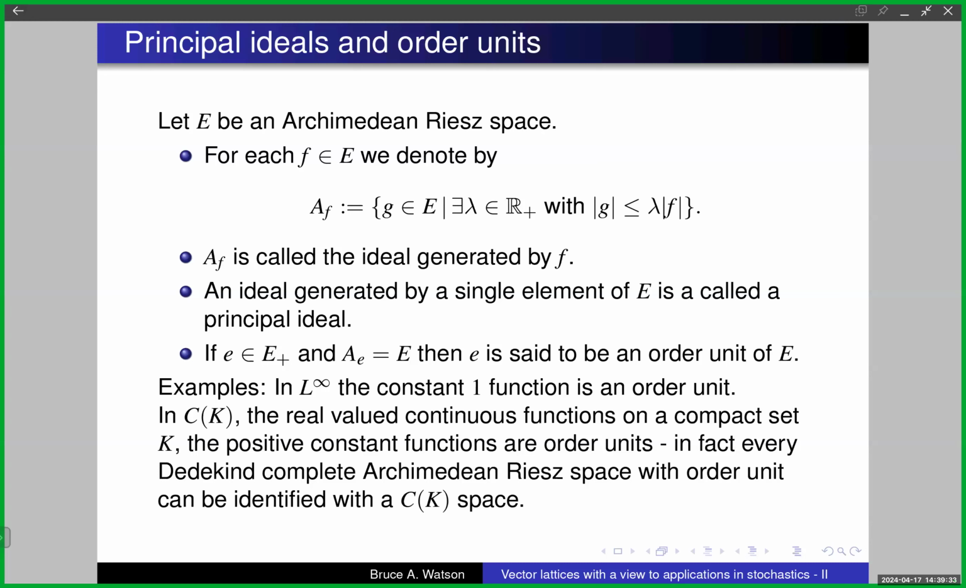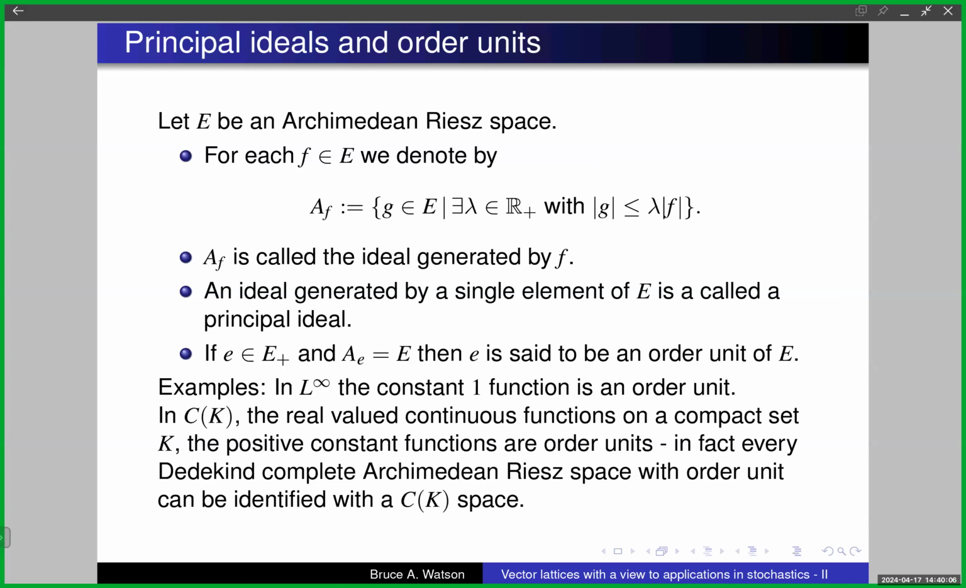When an ideal is generated by a single element of our Riesz space, it is called a principal ideal. And as we'll see, not in this lecture, but possibly in next week's lecture, or maybe in the fourth lecture in the series, these types of principal objects are important when we start doing applications as well.